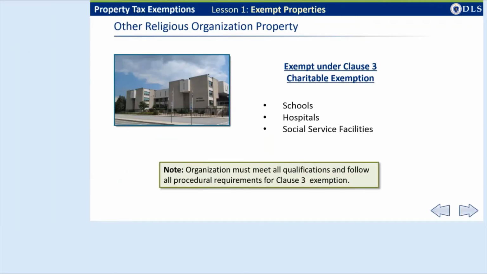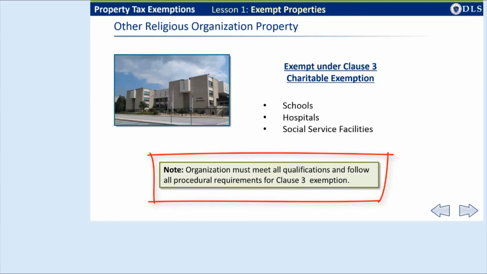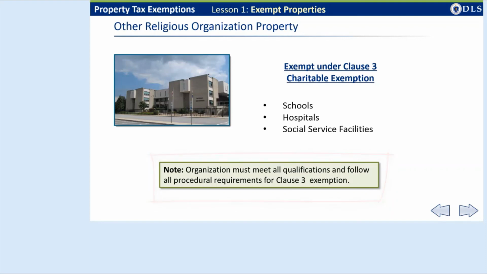Since most religious organizations are also organized for educational and other charitable purposes, their real property may qualify for exemption under Clause 3. This would include, for example, their schools, hospitals, and social service and other facilities. For those properties to be exempt, the religious organization has to meet all qualifications for a Clause 3 exemption. In addition, they must follow all procedures for a Clause 3 charitable exemption. This includes filing an annual return, Form 3ABC, but a religious organization does not have to attach a Form PC since it is not required to submit an annual report to the Public Charities Division of the Attorney General. A religious organization does not have to file an annual return for its property exempt under Clauses 10 and 11. That is its personal property, house of worship, and parsonage.